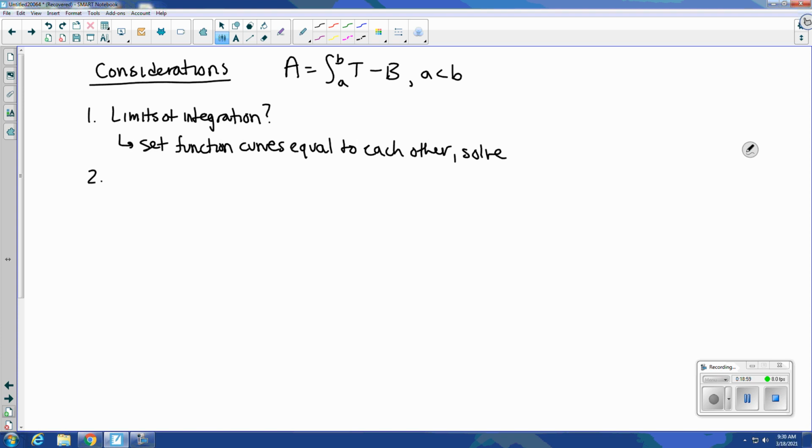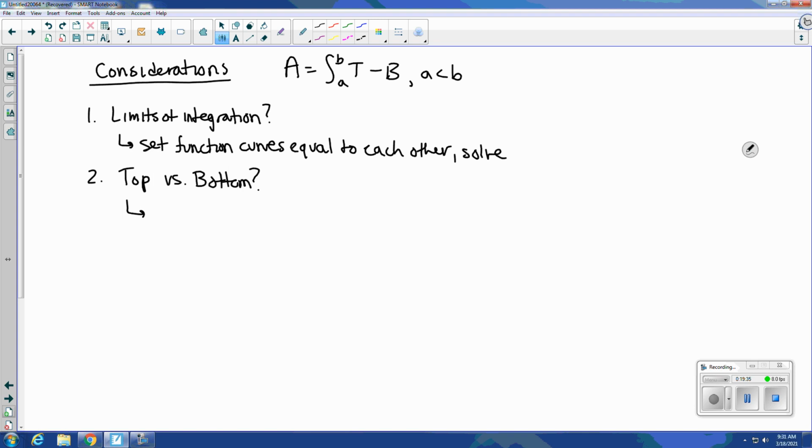Consideration number 2. Let's say we're just given two functions, but we don't have a graphing tool to aid us in looking at a picture. We could draw one ourselves, but let's say, again, we're just given two functions, no picture, and we don't know which one's on top or which one's on bottom. How are we going to figure that out? Well, once we know the limits of integration, so that's important, we need to already find that first, whether it's given or we find it algebraically.